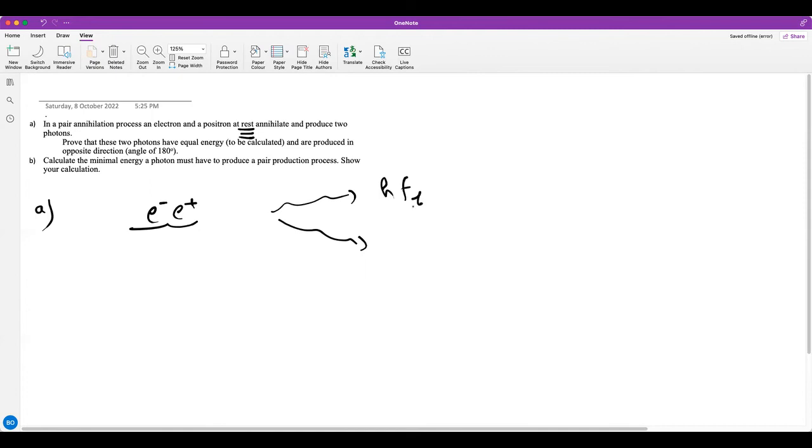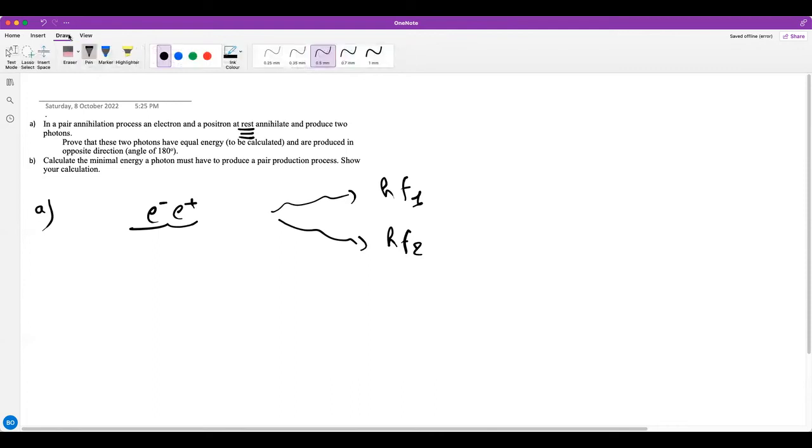Okay, I will call them HF1 and HF2. Now prove that these two photons have equal energy to be calculated and are produced in opposite directions. Okay, right? Now, let's start with the conservation of momentum. Conservation of momentum, the initial state is this one, and the final state is this one.